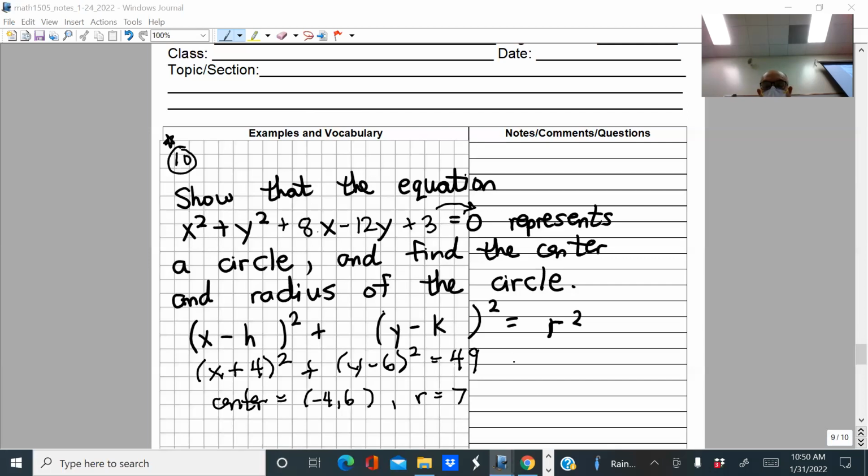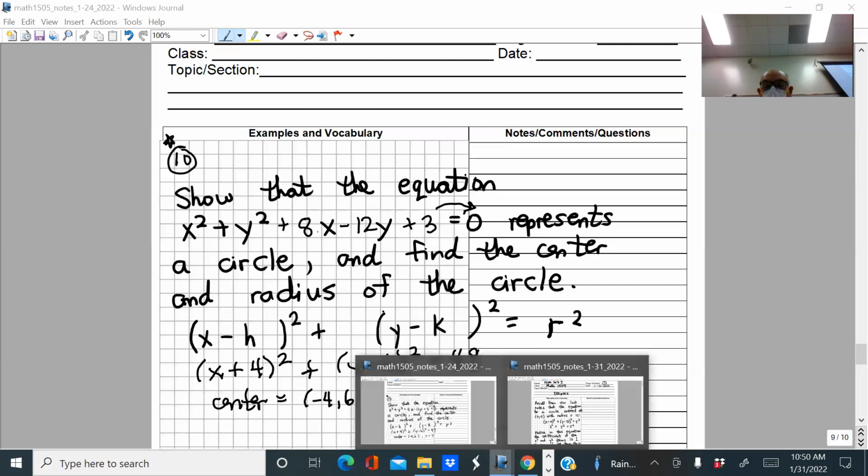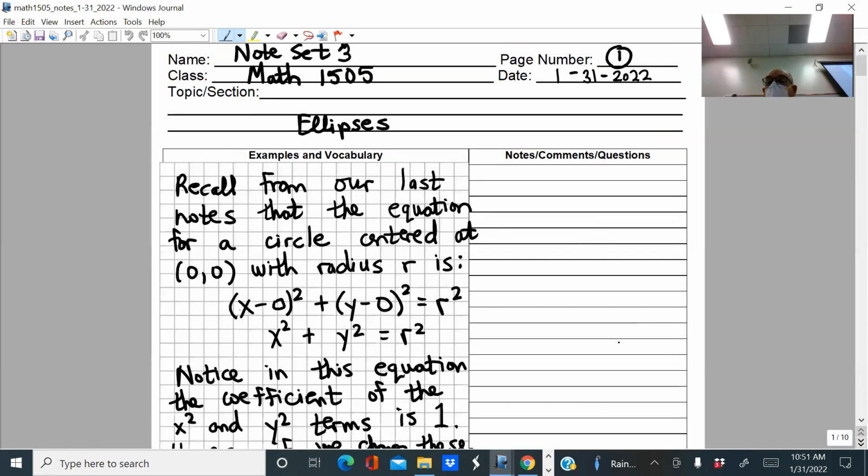All right, so let's switch. We're done with our circles notes, and so I'm going to switch now, and we're going to talk about another type of curve, but very closely related to a circle.